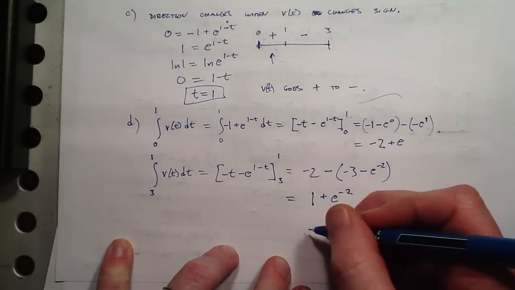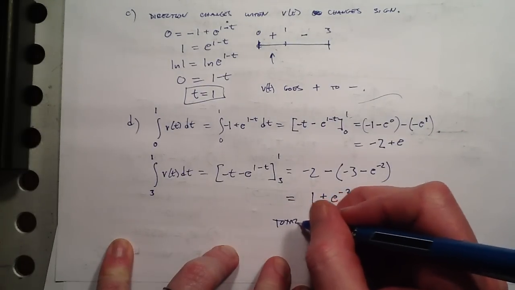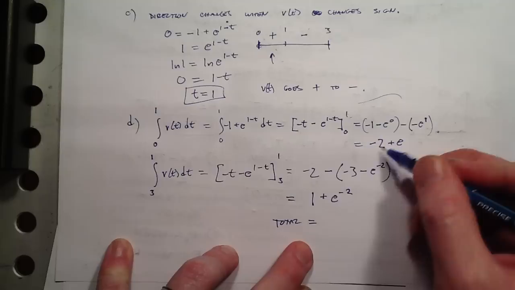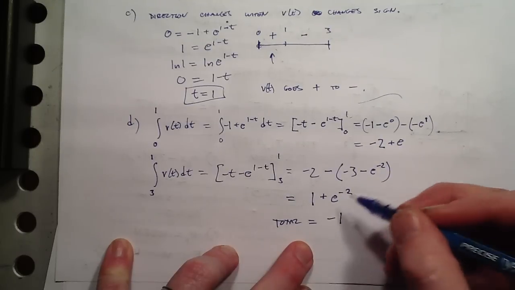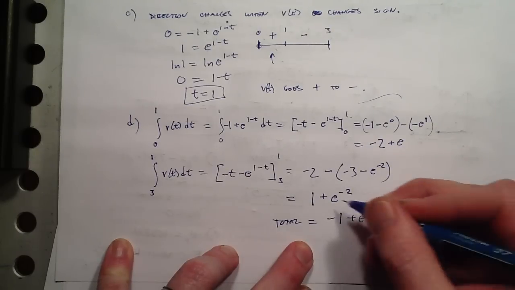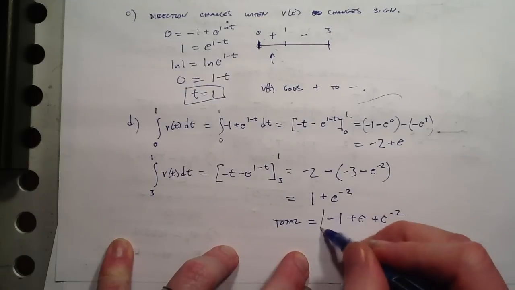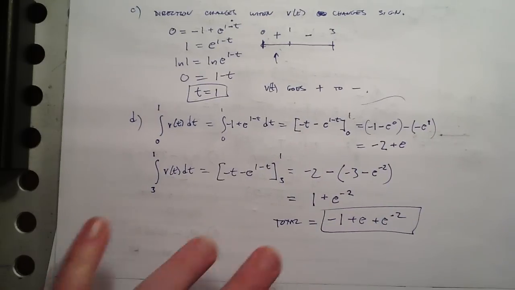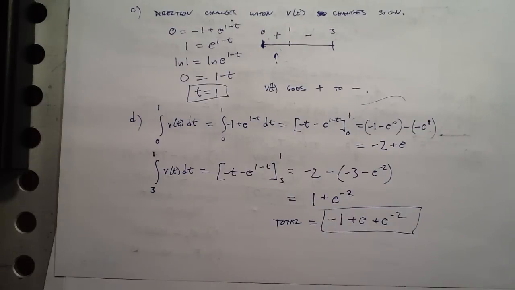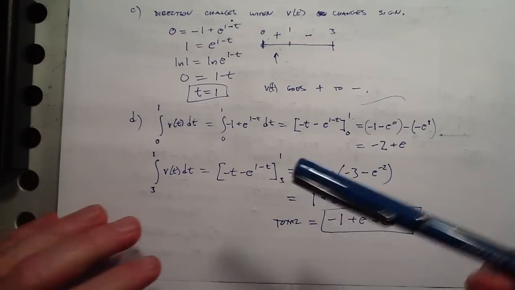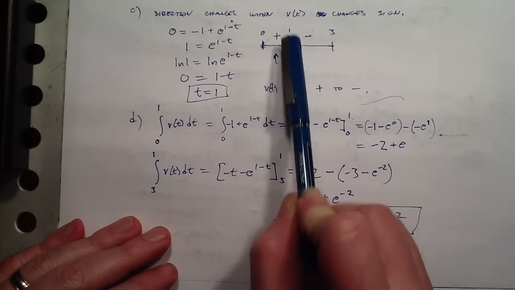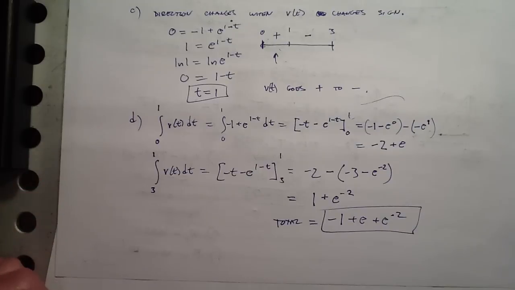So the total distance traveled is negative 2 plus e, plus 1 plus e to the negative 2. There's your total distance. Not super fun without a calculator, but you can do it. You just have to break up those intervals. We already found where it turned around, so they kind of prepped us for that. Alrighty.